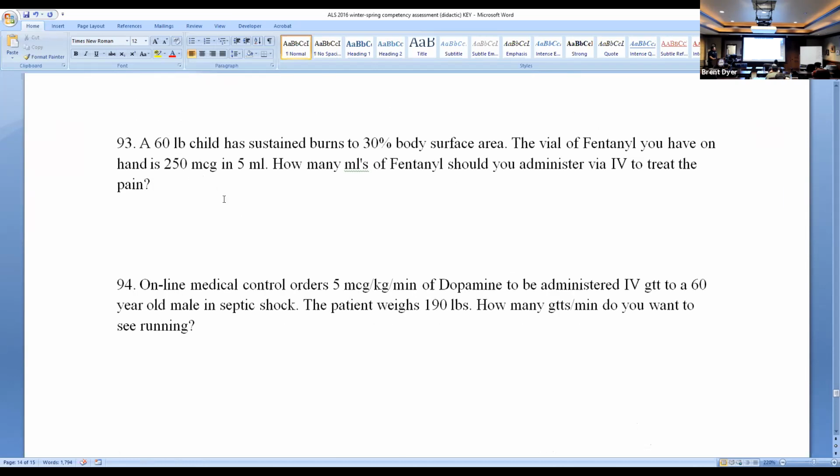On number 93, a 60-pound child has sustained burns to 30% of his body surface area. This is asking about fentanyl. This is just another simple calculation question: what you want over what you got times the milliliters you got. But what we will teach on this question is the following knowledge.